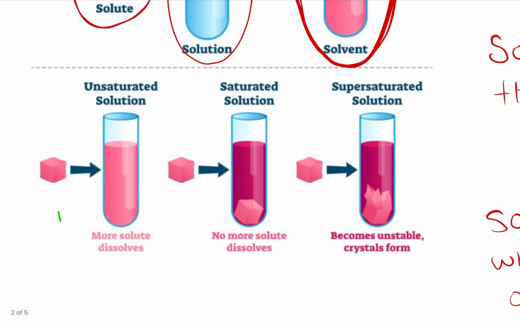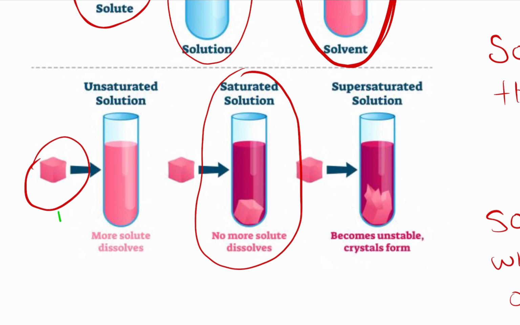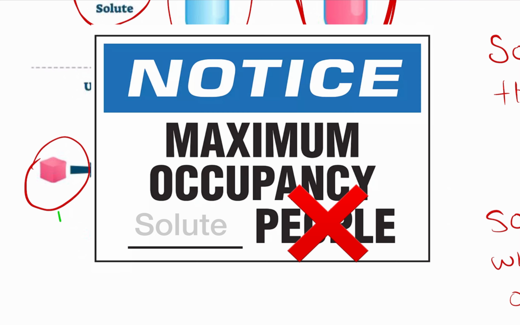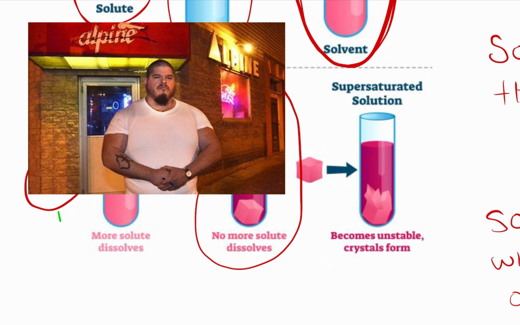Now, another thing that we want to talk about is unsaturated solution, saturated solution, and supersaturated solution. Because this ice cube or this sugar cube may not always fully dissolve. So if it doesn't dissolve, it would be considered a saturated solution. A saturated solution says that there's no more solute that can dissolve. So it's just a maximum. The club has reached max occupancy. We can't let any more people in.